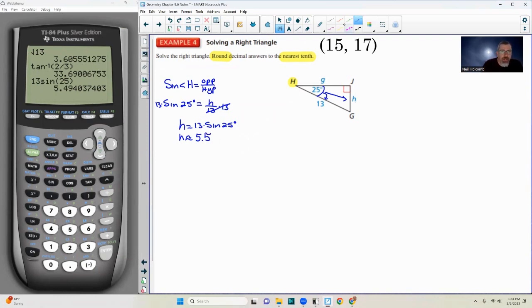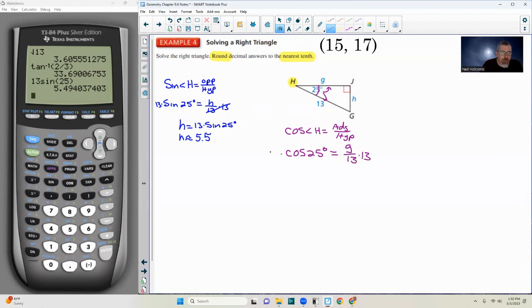So that's H. And now I want to find G. Well, what is G with respect to angle H? Let me change colors here. So here's angle H. It's 25 degrees. I know adjacent, and I know hypotenuse. So I'm going to use cosine. So the cosine of angle H equals adjacent over hypotenuse. So substitute the givens. The cosine of 25 degrees equals G, which is adjacent, over hypotenuse 13.